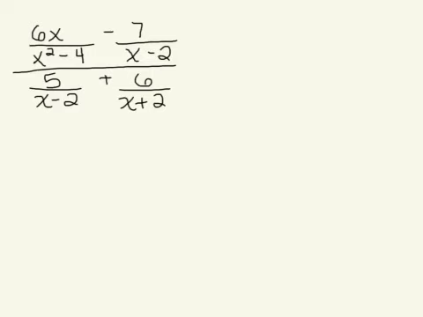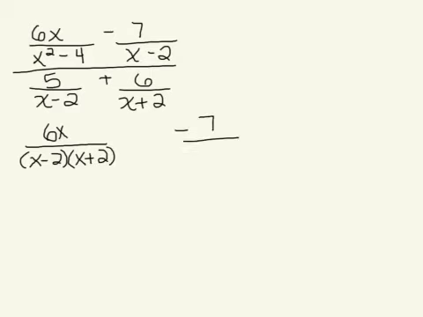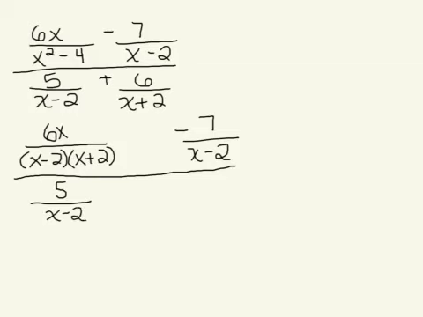The first thing you'd want to do in order to simplify this complex fraction is make sure that the denominators of all the smaller fractions are factored. In this case we can factor x squared minus 4. So let's go ahead and do that. We have 6x over (x minus 2)(x plus 2). And in the second one I have 7 over x minus 2, because it does not factor. Similarly with the fractions in the bottom, no factoring is necessary.